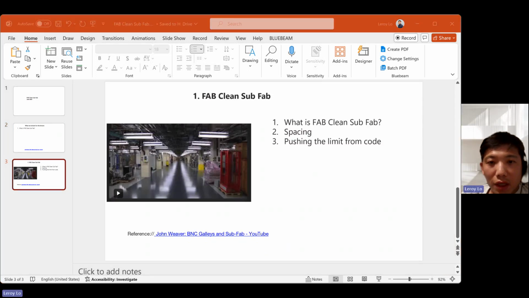Okay, moving on to the next slide. So now it's very exciting. We are getting below the clean room and into the FAB sub-fab. You can see here, this is a sub-fab, and this is the photo of it. The sub-fab is one of the most congested parts of the building.